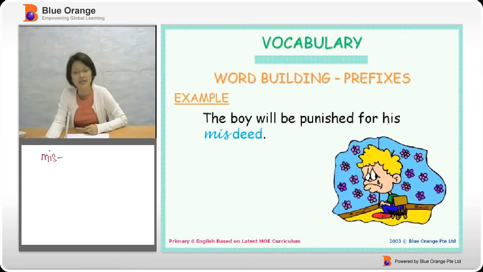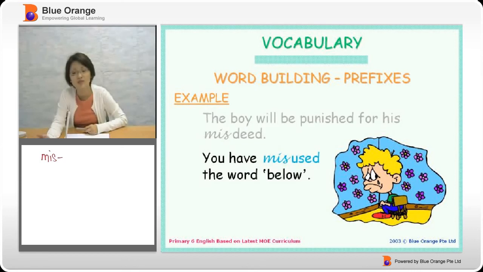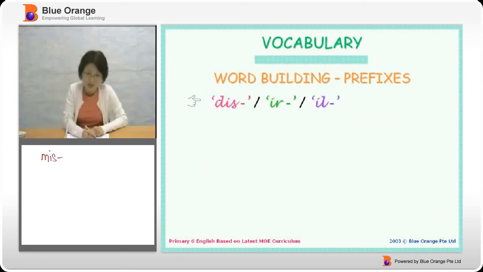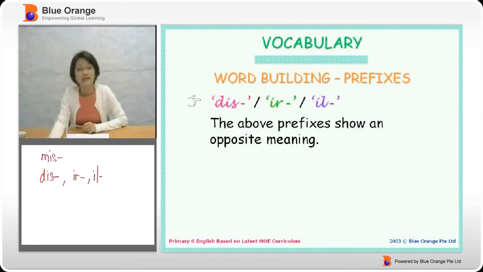The boy will be punished for his misdeed, for something that he did wrongly. You have misused the word below. That means you have used it wrongly. Try it again. Right? And the next kind of prefixes would be this, as well as ill. Well, these usually refer to opposite meanings.